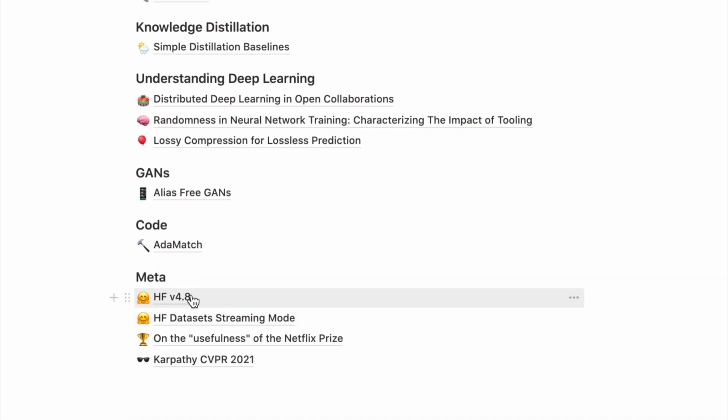Then some kind of meta information: Hugging Face version 4.8, making it easier to push models to the model hub. Hugging Face dataset streaming mode, so you don't need to wait for the dataset to load, which can be really useful for, say, language modeling or anything with big datasets.